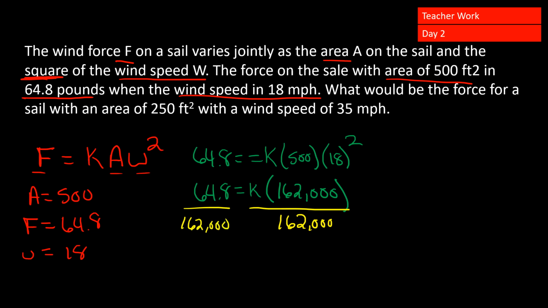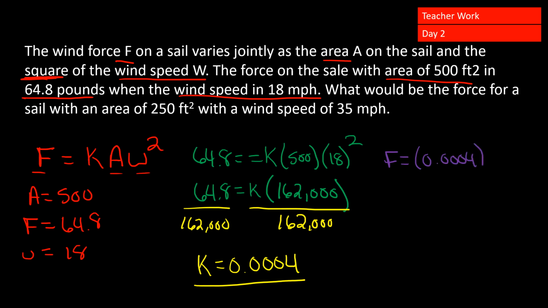Okay, so 64.8 divided by 162,000 is going to give us a K value of 0.0004. I'm going to underline that. That's important. Our equation here would mean that F equals 0.0004 times A W squared. So knowing this equation, they're going to tell us now that the area is 250.